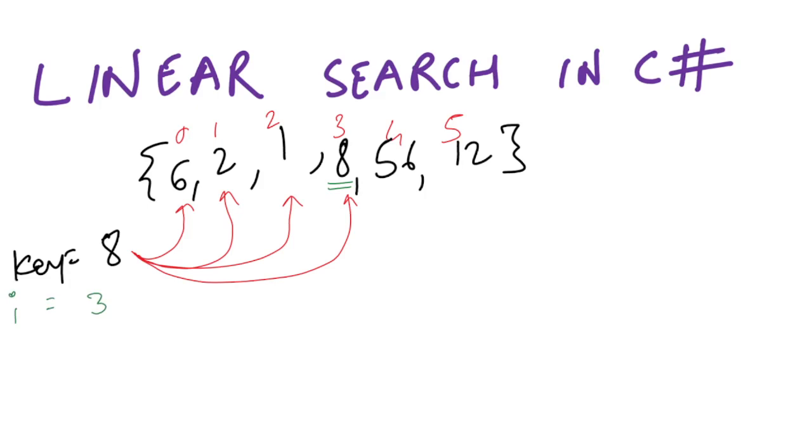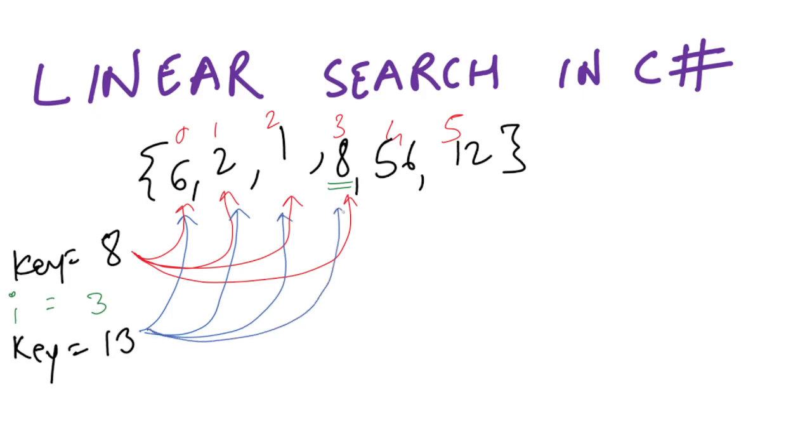I have a different number this time, which is 13. Now I do the same thing all over again. Is 13 available here? No. You start comparing your key with every element of the list, and at the very end you do not find the number. So the result will be a -1 because the number doesn't exist.